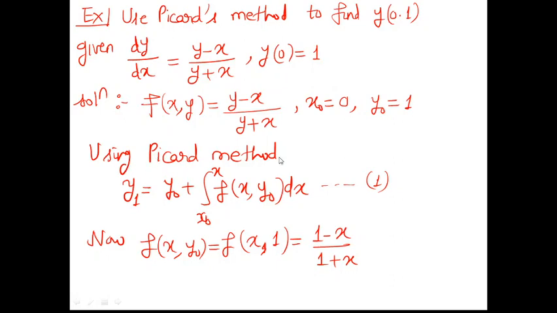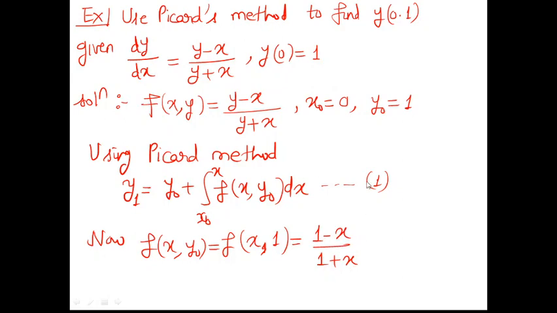So let's apply Picard's iterative formula to get the first approximation. The first approximation is y1 equal to y naught plus the integral from x naught to x of f of x, y naught dx. To make this process simpler, let's find this integrand separately. What is that? f of x, y naught. Here y naught has the value 1, and the expression for f of x, y is (y minus x) upon (y plus x). So just replace y by 1. It is (1 minus x) upon (1 plus x). So f of x, y naught is equal to (1 minus x) upon (1 plus x).